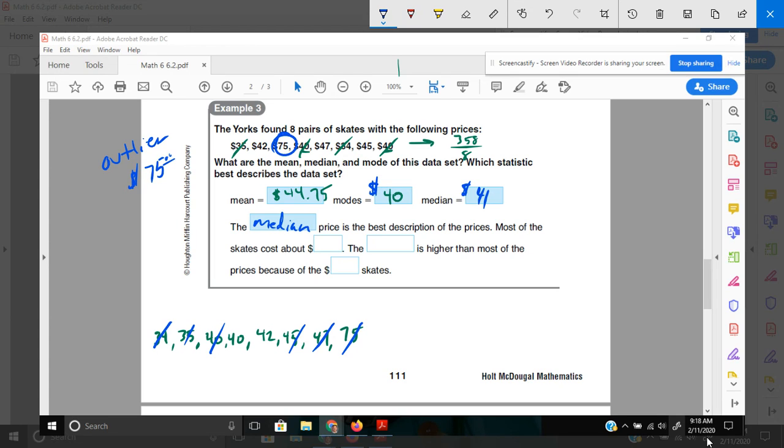That makes our average go $3 or $4 higher than our other sets of data. Most of the skates cost about $41. They're all really close to that. So the mean is higher than most of the prices because of the $75 skates.